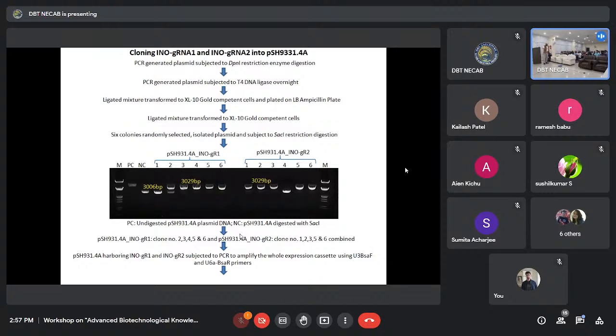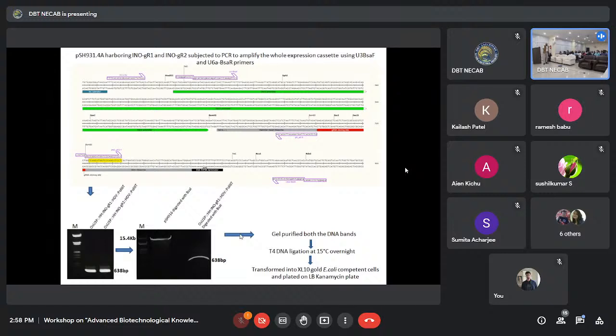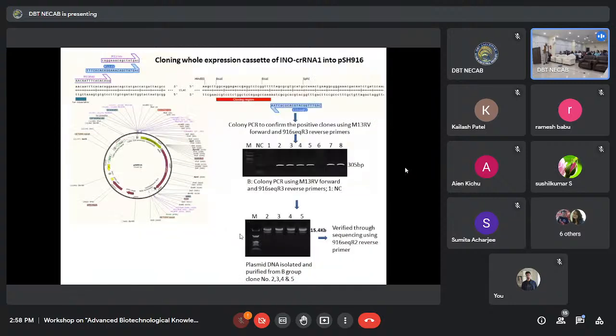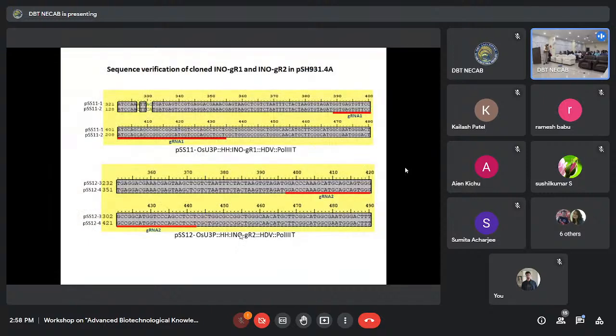Finally, we combined all those and cloned them into 923. All those clones we have taken, and again we amplified the whole expression cassette. This is the expression cassette. Again we amplified it and finally cloned it into 916. This again we have to verify through sequencing. So we have verified guide RNA1, that is one clone, and this is another clone, guide RNA2, CRISPR in exonic region 2 and exonic region 3.